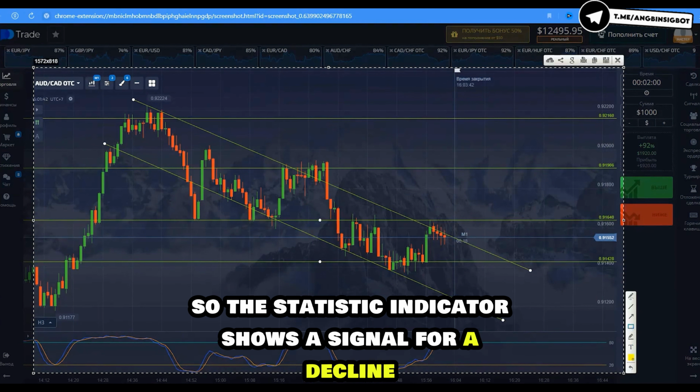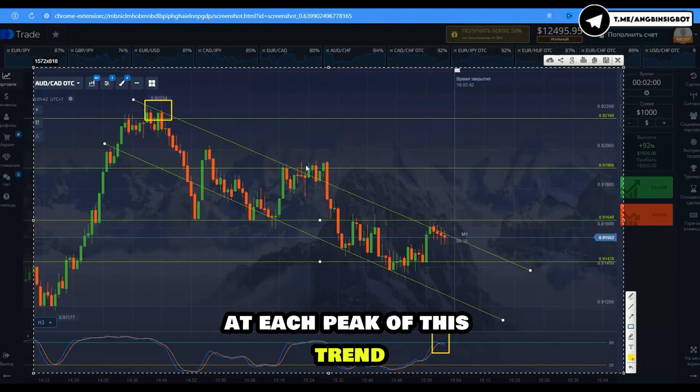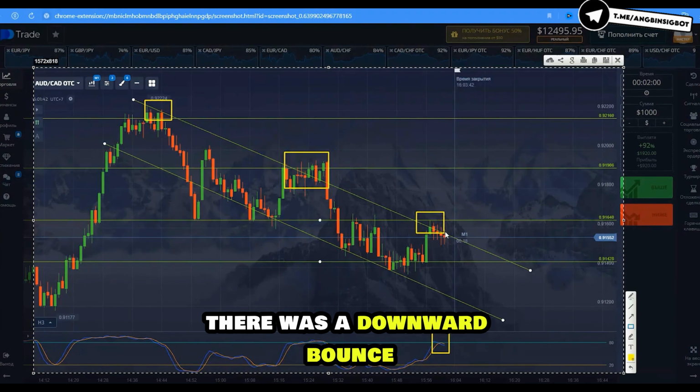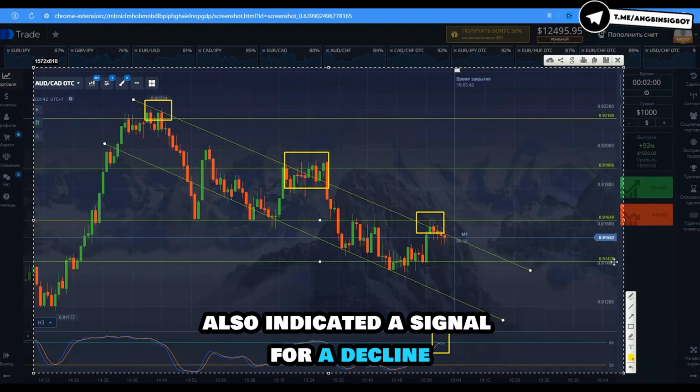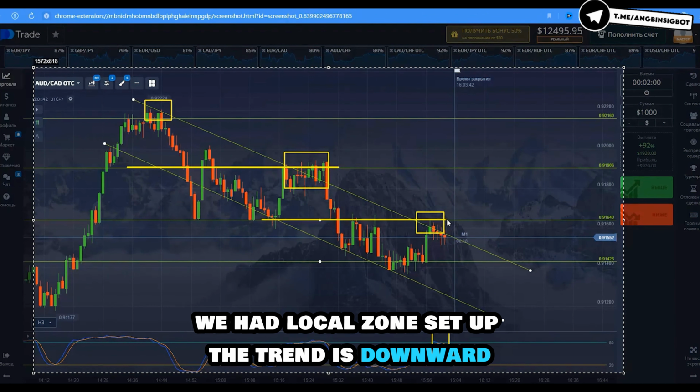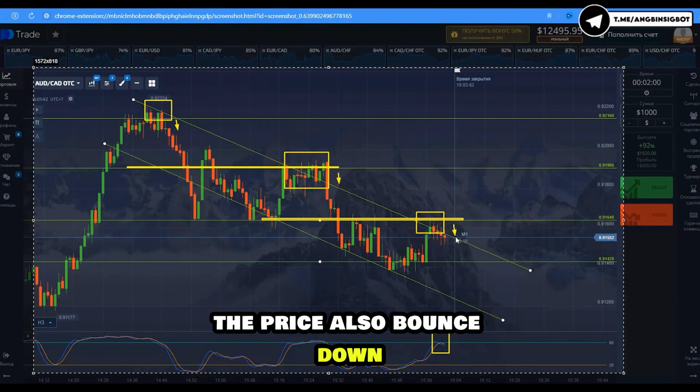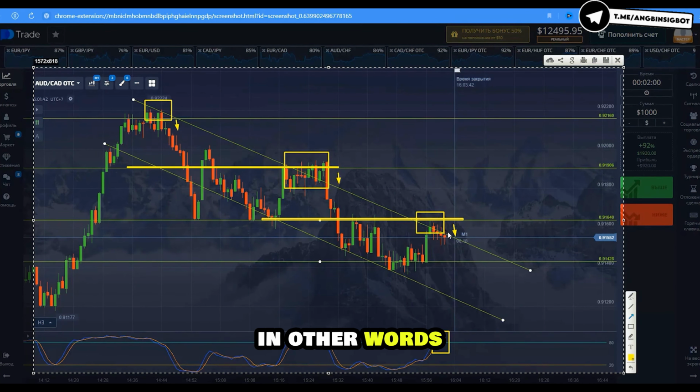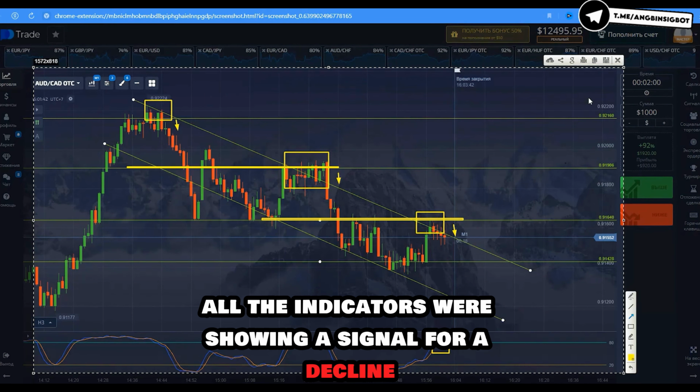So, the stochastic indicator shows a signal for a decline. Great. In addition, at each peak of this trend, there was a downward bounce, meaning that the trend line also indicated a signal for a decline. Next, along with all of this, we had local zones set up. The trend is downward, so at each touch of the line, the price also bounced down. In other words, all the indicators were showing a signal for a decline.